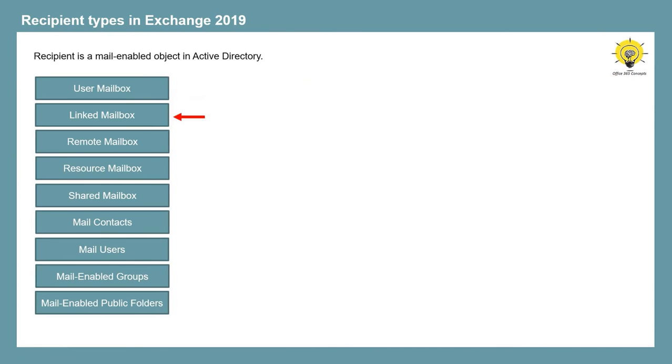Next type of recipient is linked mailbox. Before we discuss linked mailbox, we need to understand what is resource forest in Active Directory. In Active Directory, there are three forest design models. As per the business requirement, we can deploy any one of these three models. These models are organizational forest model, restricted access forest model, and resource forest model.